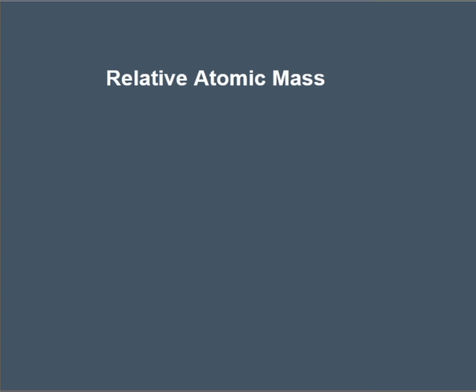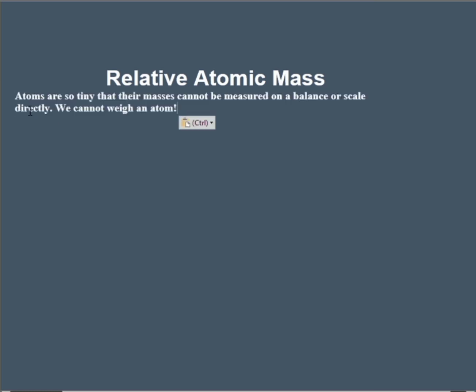Atoms are so tiny. From the definition, an atom is the smallest particle of an element that can take part in a chemical reaction. Atoms are so tiny that their masses cannot be measured on a balance or a scale directly. We cannot weigh an atom. Because we cannot weigh an atom, we have a way to determine its mass. That's why we have relative atomic mass.